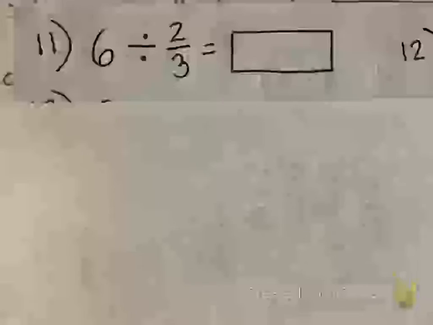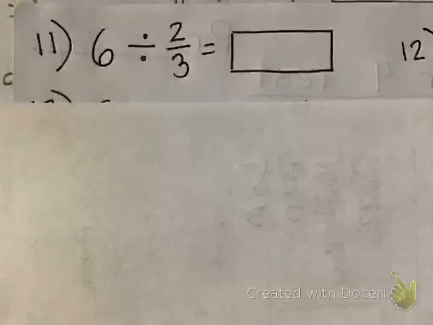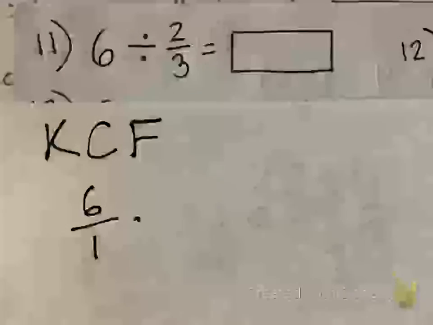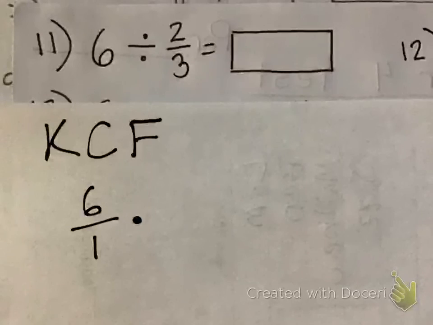Okay, next slide. We have 6 divided by 2/3. What do we need to do when we're doing a division problem? Let's see. I want to call on somebody new. Elsie. You keep the first number the same, you turn division into multiplication, and then your reciprocal. Exactly. We find the reciprocal. Keep, change, flip. So 6 is 6 over 1. Change becomes multiply, and the reciprocal is the flip, 3 over 2.